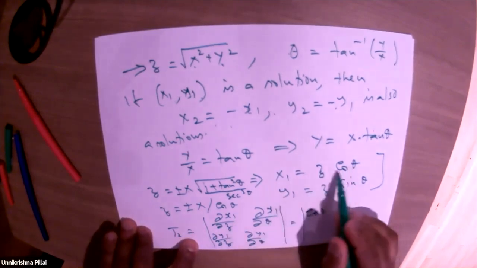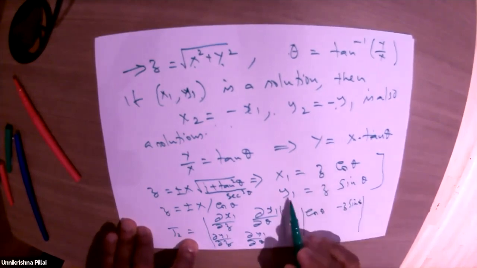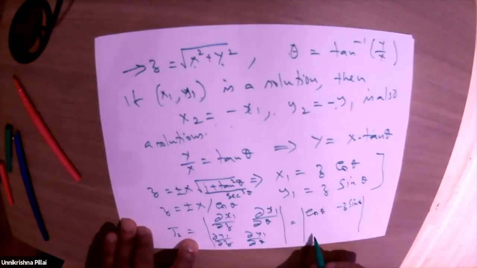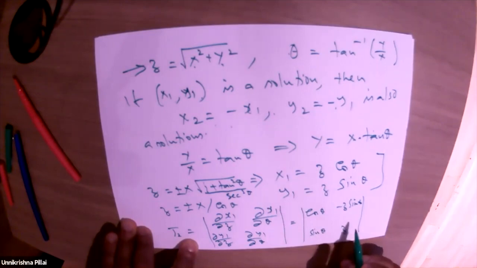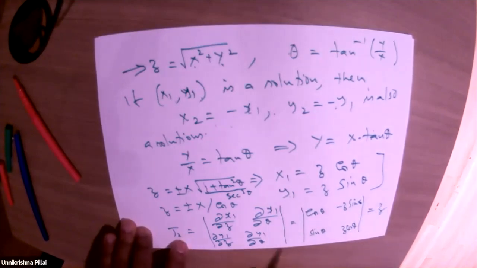dx1 by d theta is what? Minus z sine theta. And dy1 by dz is sine theta. This is simply z cos theta, right? dy1 by d theta. So the Jacobian is the determinant of the product: z cos squared plus z sine squared. So that's just z. And z is positive, right?